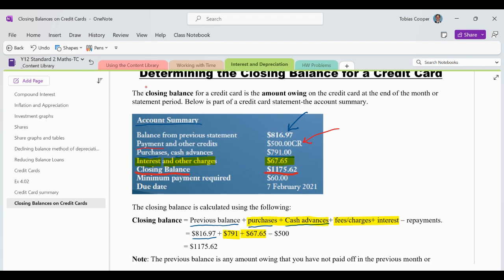So let's do the calculation. $816.97 plus $791 plus $67.65 minus $500 gives you the closing balance, which is $1175.62.